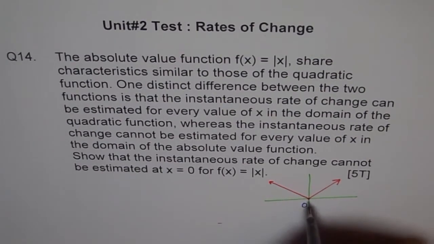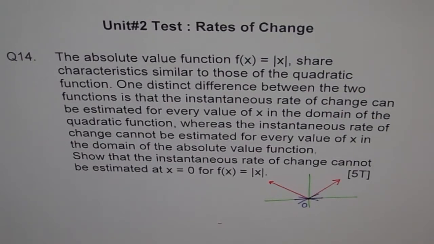Now here you can make how many tangents? You can make a tangent like this, you can make a tangent like this. Do you see? Even these lines are tangent at this point, right? There is no specific tangent here. So which slope to consider? So this is kind of a vertex, a corner. At corners we really can't make a tangent and we can't find the instantaneous rate of change. That's one thing to remember, and that's also a solution or answer to this question.